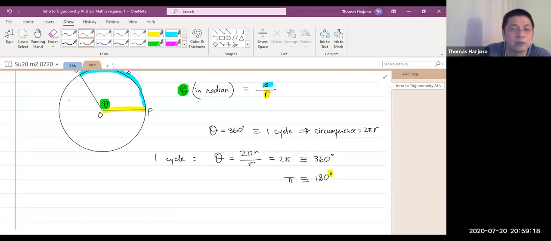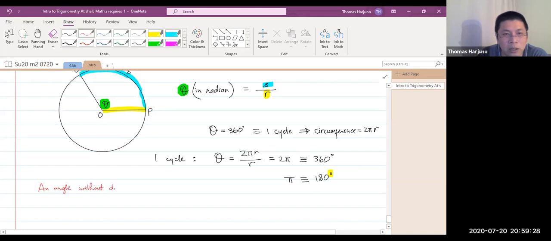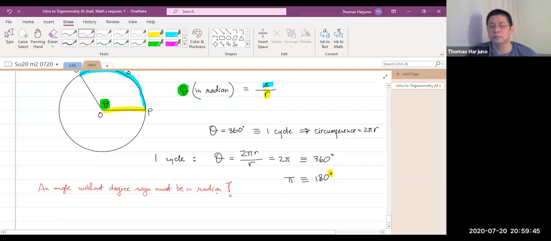Maybe I write it down. An angle without degree sign must be in radian. Keep that in mind.